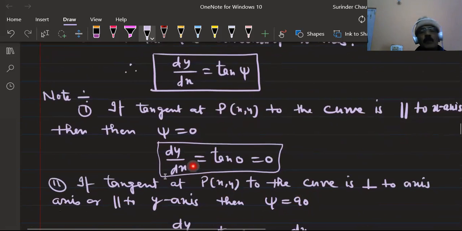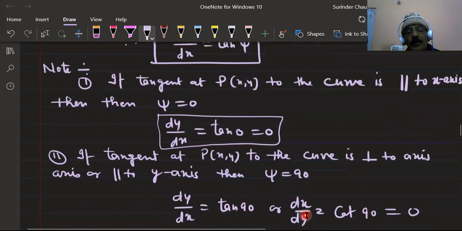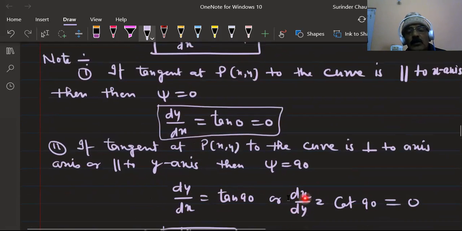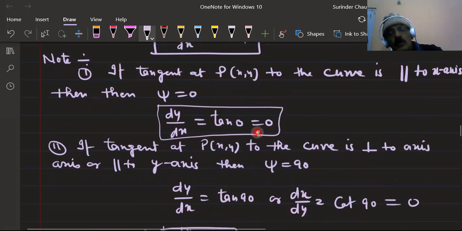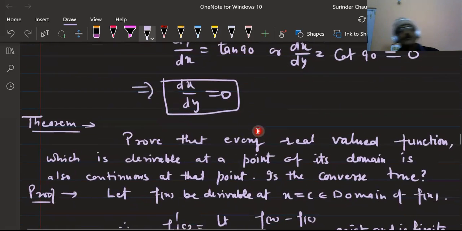If dy/dx becomes infinity, that is, its converse dx/dy becomes 0, then we say the tangent is parallel to the y-axis. So if dx/dy is equal to 0, we come to the conclusion that the tangent is parallel to the y-axis. If dy/dx is equal to 0, then we say that the tangent will be parallel to the x-axis.